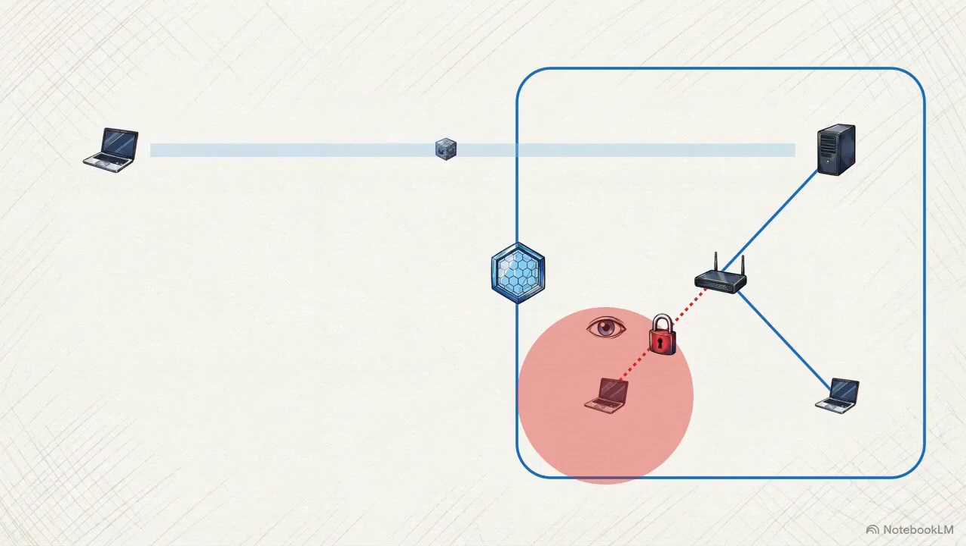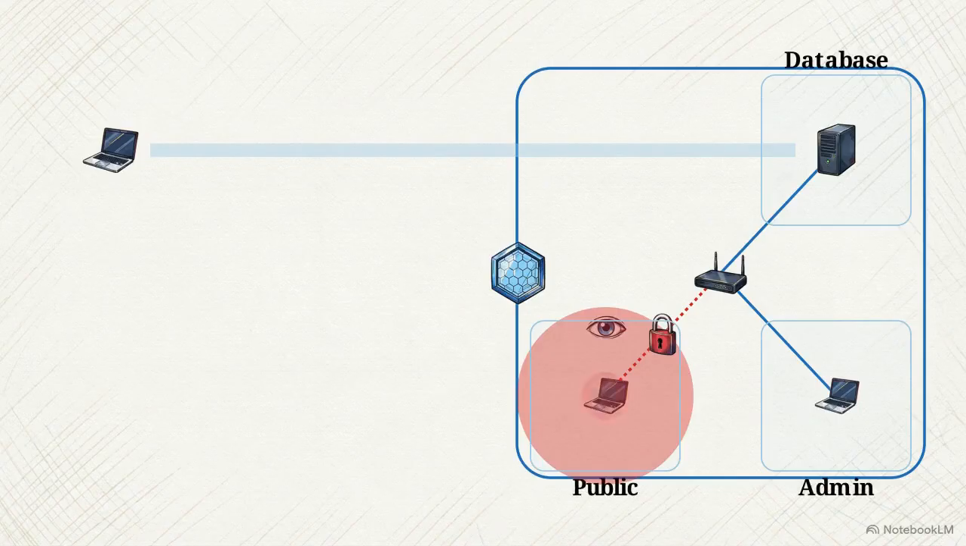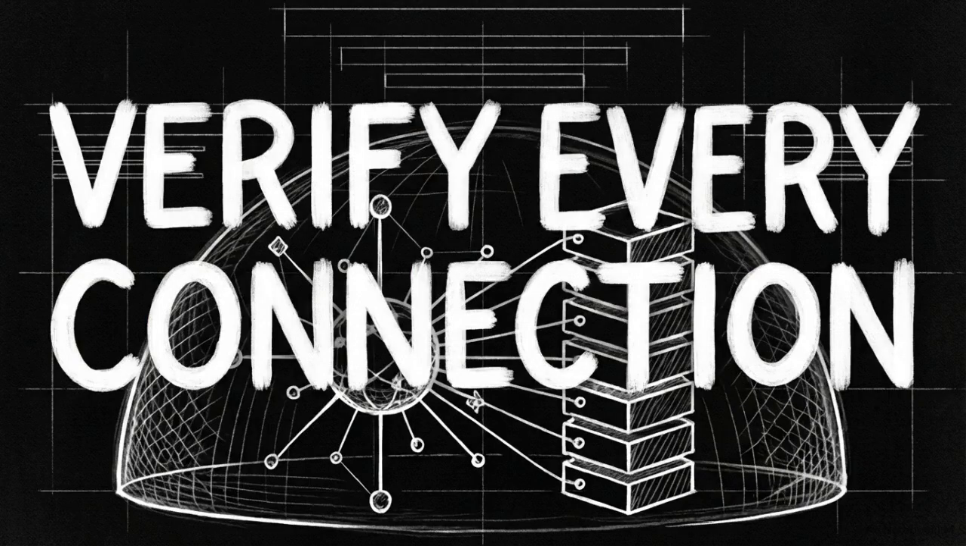For remote access, virtual private networks create encrypted tunnels. This ensures that even when data travels over public infrastructure, it remains hidden from eavesdroppers. Network segmentation adds another layer of protection. By isolating different parts of the network, we ensure that if one zone is compromised, the attacker cannot easily move to other sensitive areas. These tools lead us towards a new philosophy: zero-trust architecture.